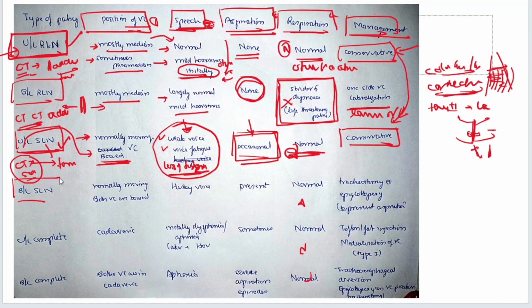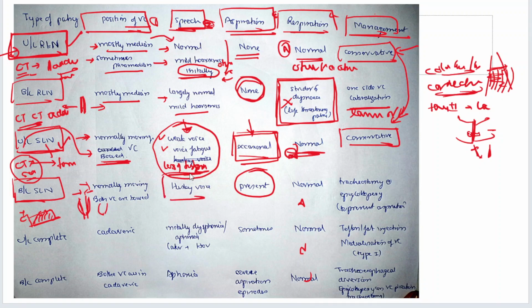What happens when there is bilateral superior laryngeal nerve palsy? Cricothyroids of both sides are gone. Total anesthesia of the supraglottis above the level of the vocal cords. What happens? Aspiration is present. What about the position of the vocal cords? Both the vocal cords are bowed. They can adduct, but they have lost the tensing capacity.